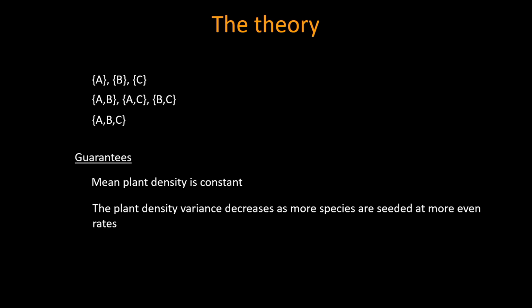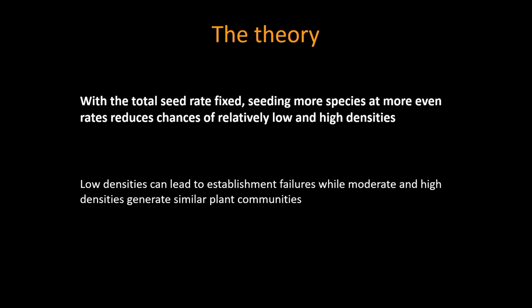But whereas the mean is constant, the variability among the seed mixes goes down as you include more species. The variance goes down as you include more species and varieties, and as you allocate the rate among them more evenly. The upshot of that is that with the total seed rate fixed, and that's the case with everything I'm saying in this talk, we're not varying the seed rate. We're not talking about differently priced seed mixes or different amounts of seed. We're saying with the total seed rate fixed, seeding more species at more even rates reduces the chances of relatively low and relatively high densities. That's another way of saying the variance or the variability goes down.